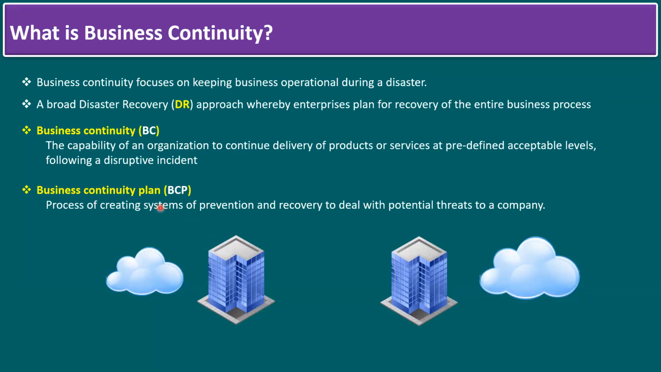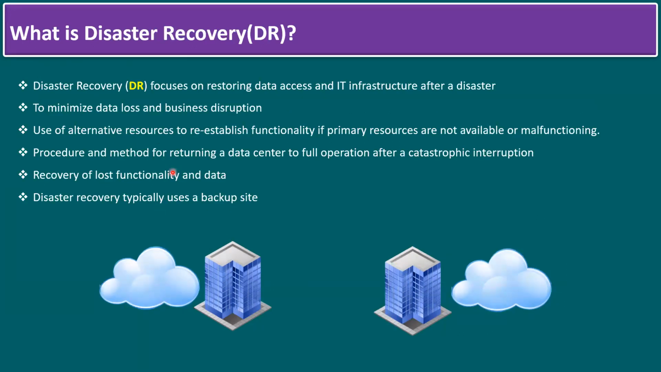Now, let's talk about disaster recovery. Disaster recovery focuses on restoring data access and IT infrastructure after a disaster. Let's say there is an outage, but we can experience different kinds of outages. In some scenarios, the outage can be a power outage, that means inability to access servers, and in some scenarios, a natural disaster, like critical infrastructure damage, and other scenarios like a cyber attack, data theft, and network downtime.